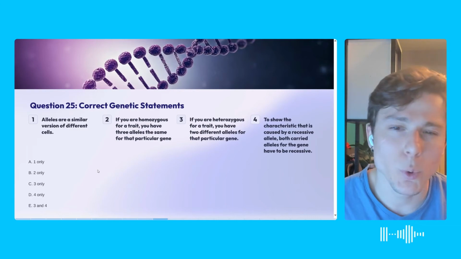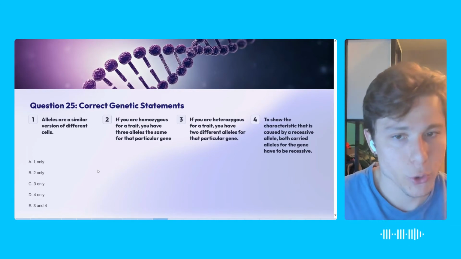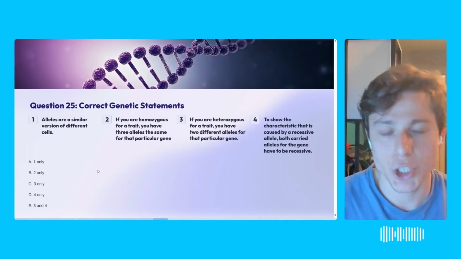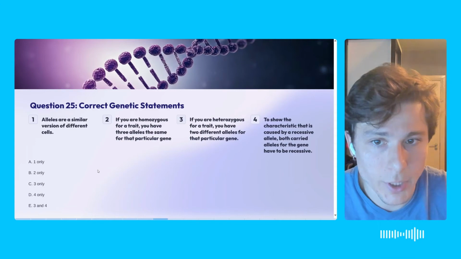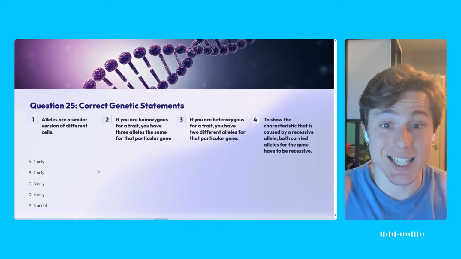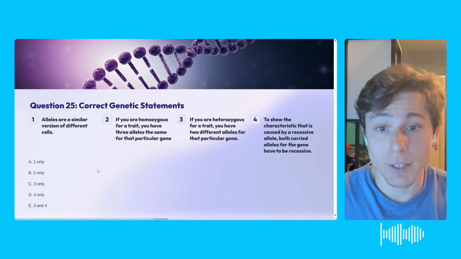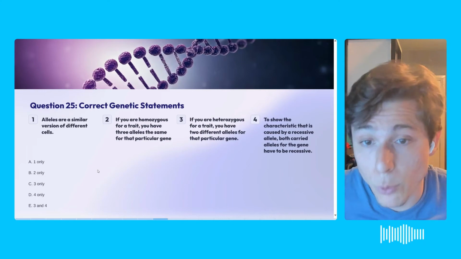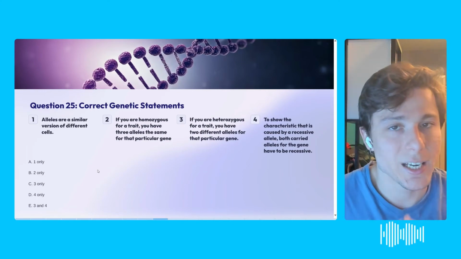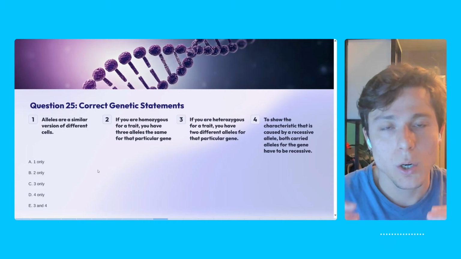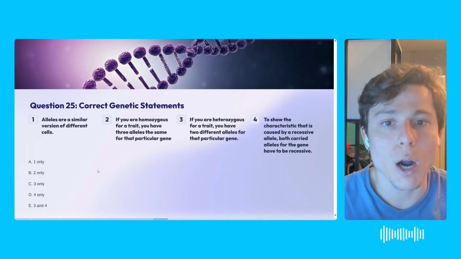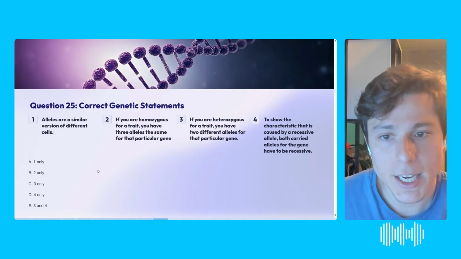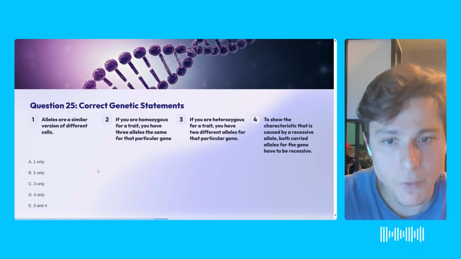Second one, if you are homozygous for a trait, you have 3 alleles the same for that particular gene. So not necessarily. If you're homozygous, that means you have the same alleles for that trait. It can be 2, it could be 3, it could be 4. So I would put this one on standby and check the other ones to see what we could match. So this is not entirely wrong, but at the same time, it doesn't necessarily mean that we have 3 alleles.